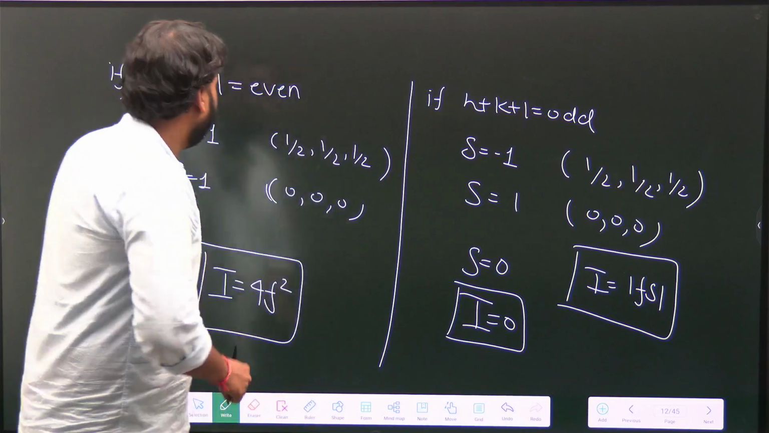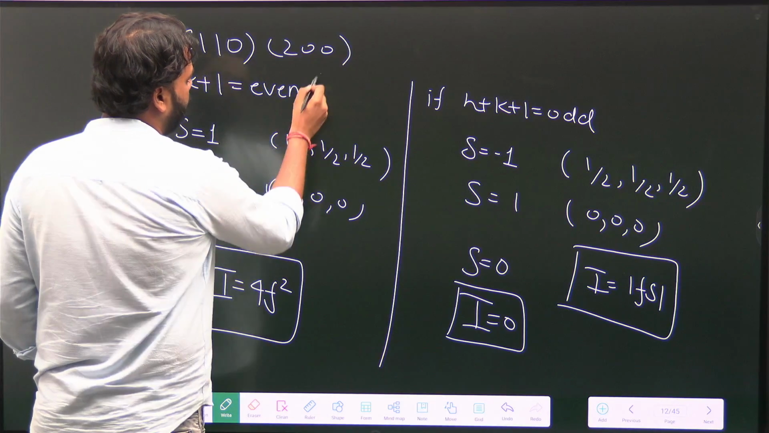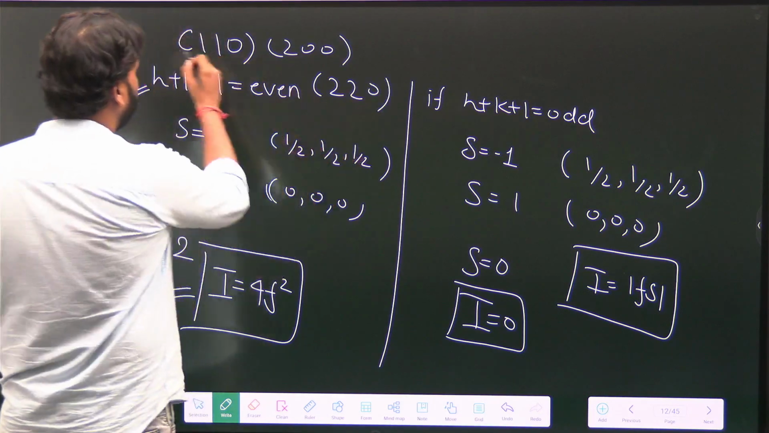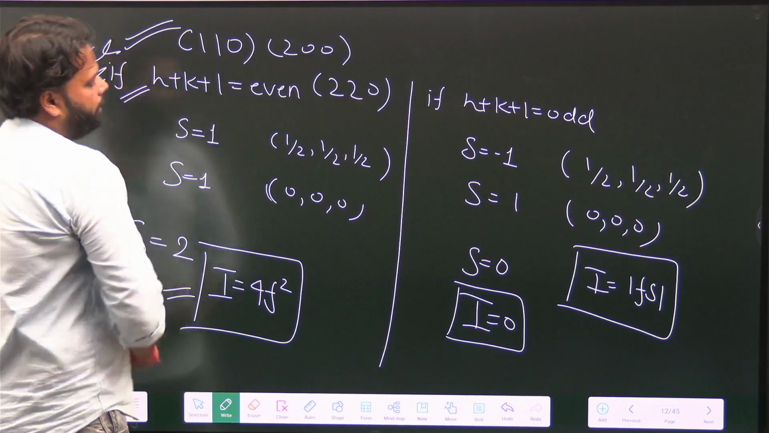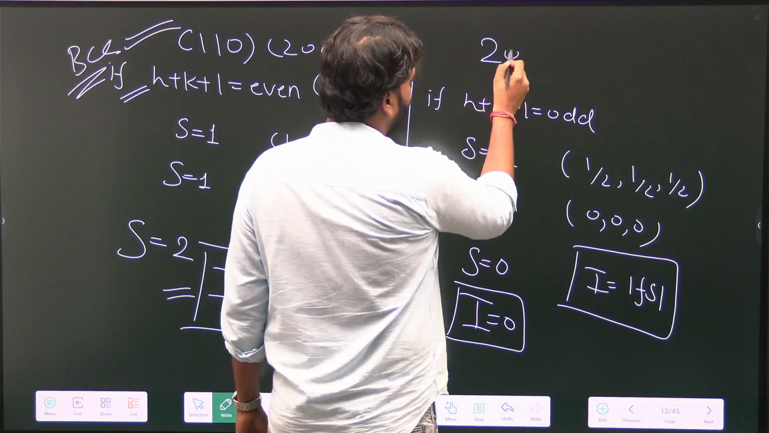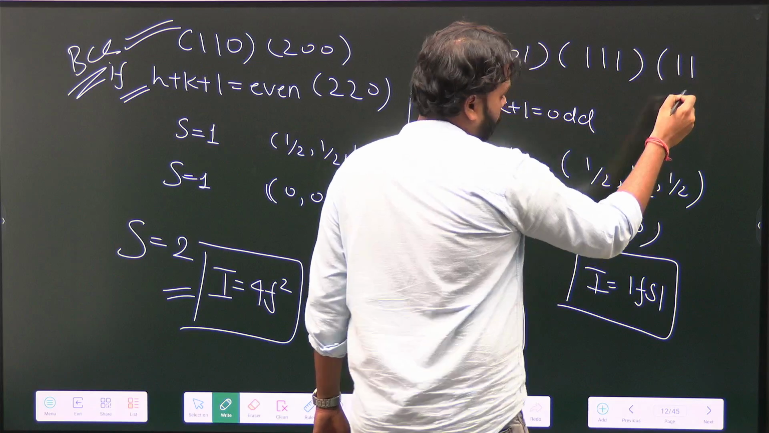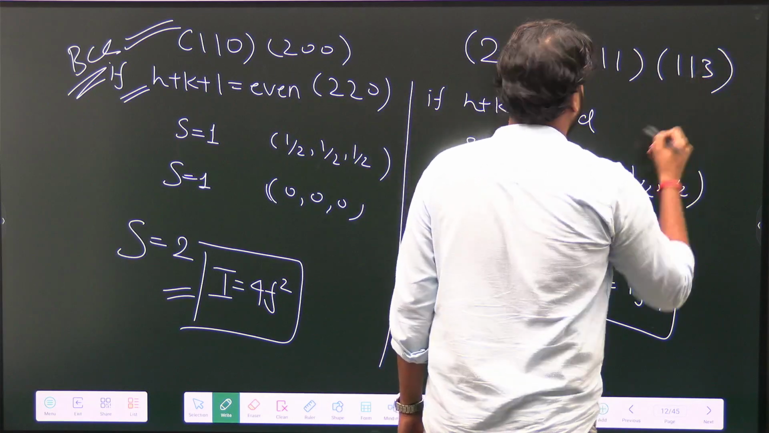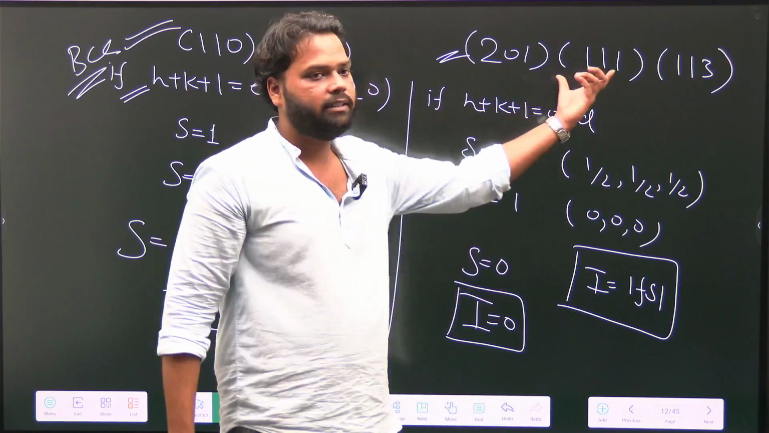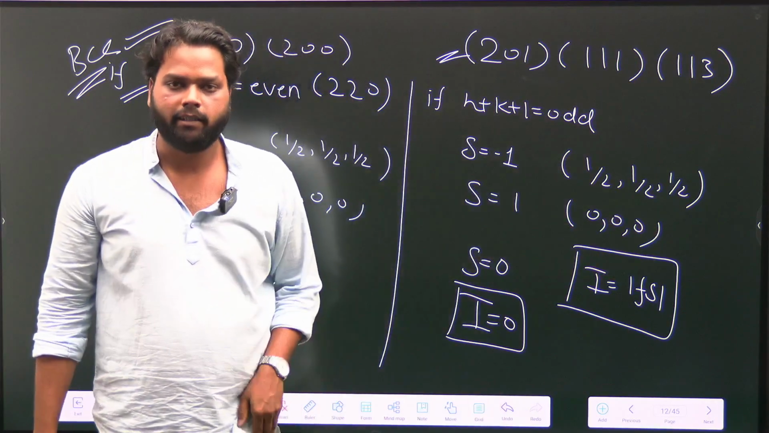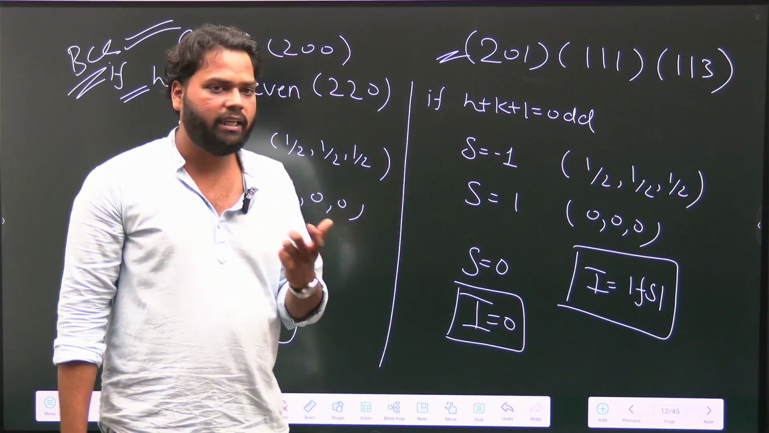Okay. If you talk about 110, 200 or 220, all these planes will be present for the BCC. And if we see 201, 111 or 1, 1, you can say 3, that will not be present for the BCC. Clear to everyone? Clear. A similar thing you have to do for the FCC.